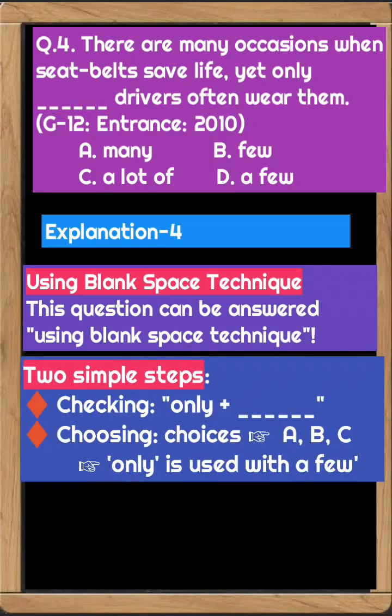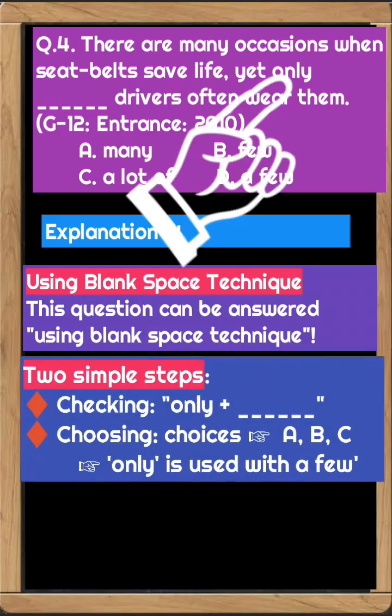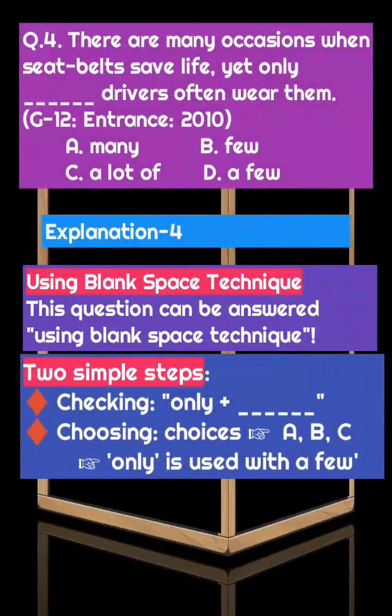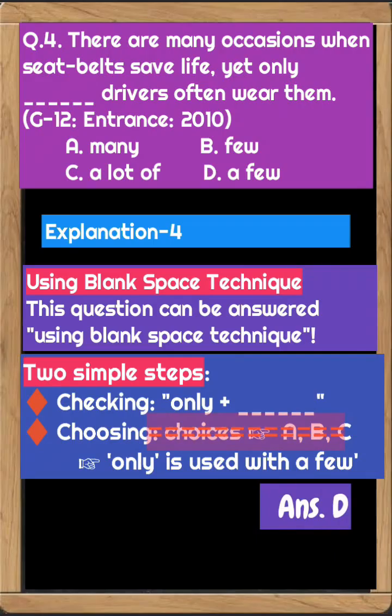Before the blank space, you can see the word only. Using this as a clue, choices A, B, C should be eliminated because none of them goes with the given context. As we know, only is used with a few to show a negative idea. As a result, all choices must be eliminated except choice D. So the correct answer must be D. If you want to know more about the rules of these 4 expressions given under this question, see the next brief rule explanation.